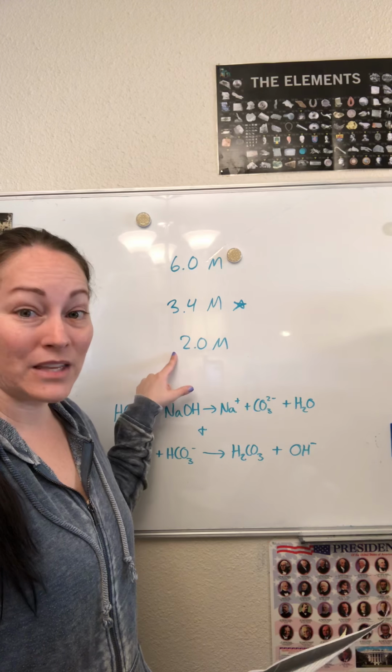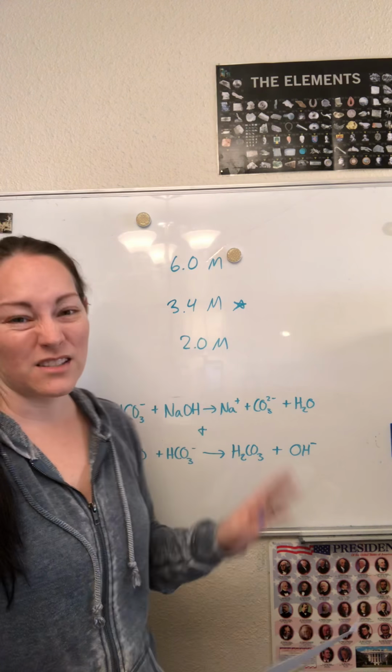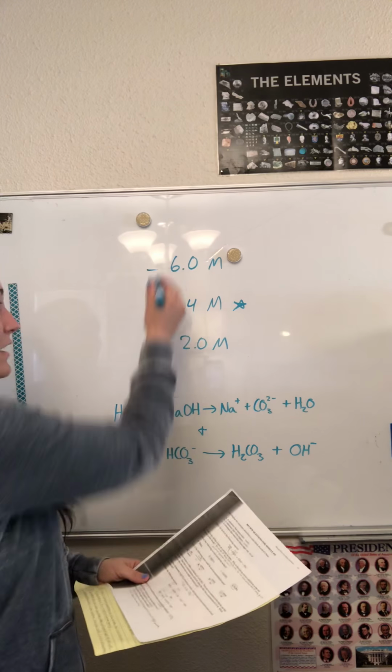You're not going to want to take something that's weaker and try to make it stronger. That doesn't make too much sense. Okay, so your answer is going to be that 6.0.